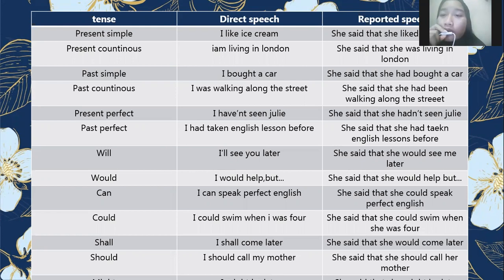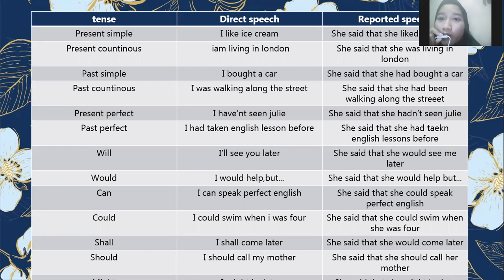Present continuous. In direct speech, "I'm living in London." And in reported speech, she said that she was living in London. Tense past simple. In direct speech, "I bought a car." And in reported speech, she says that she had bought a car.